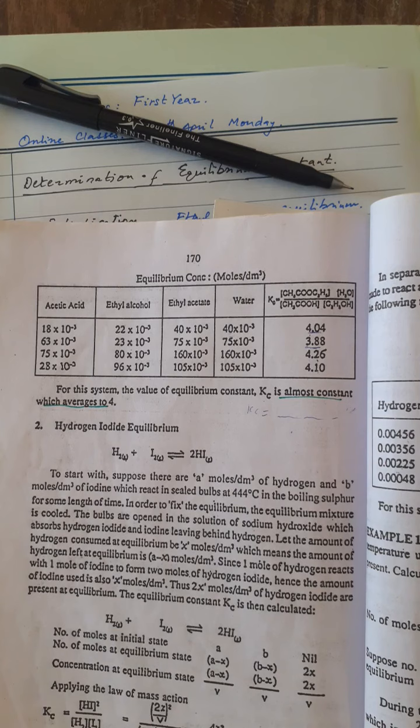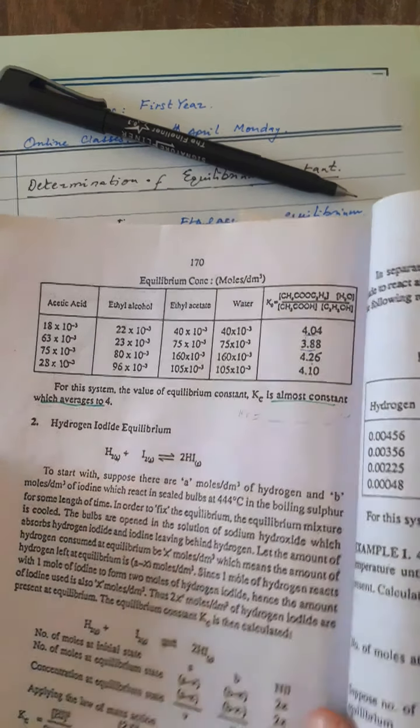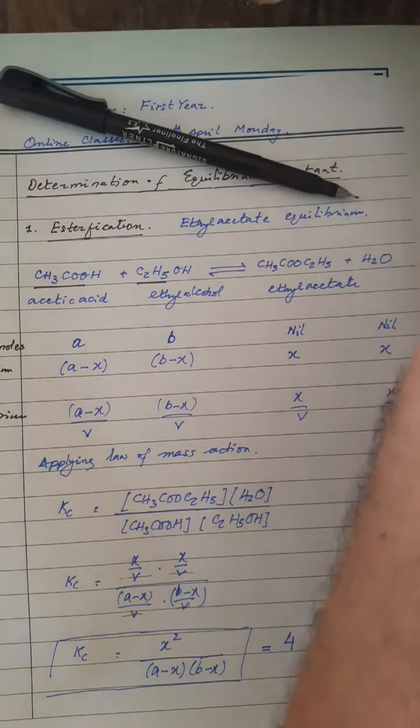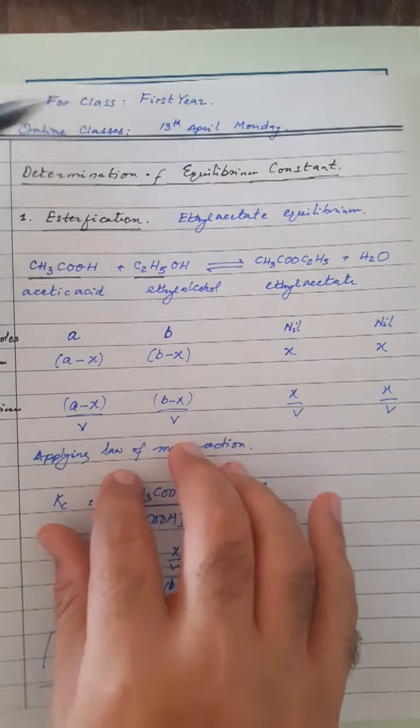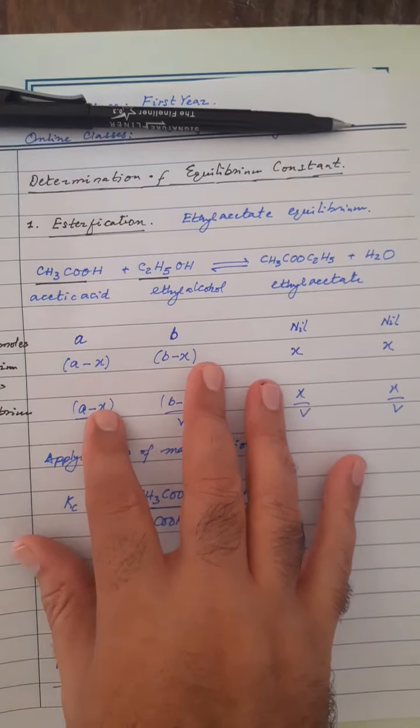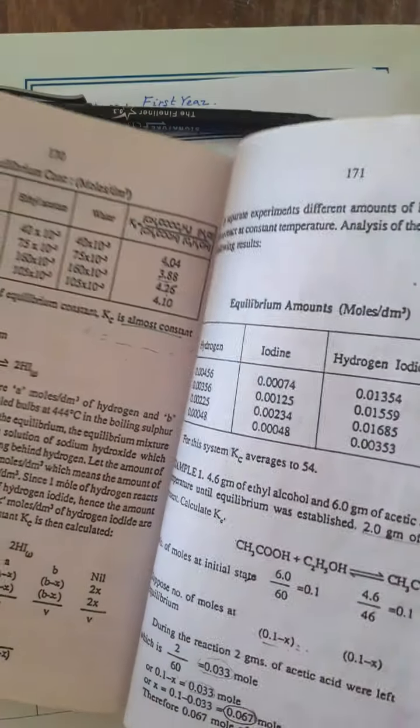So if you know the initial moles or concentration of the reactants, you cannot calculate the value of Kc. The only way to calculate the value of Kc is to find out the concentration at the time of equilibrium. And to do that, you have to do this entire process, okay? In which you take some amount of the alcohol, and different reactions will have different values.